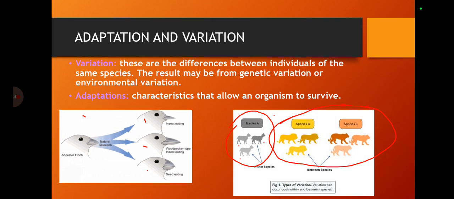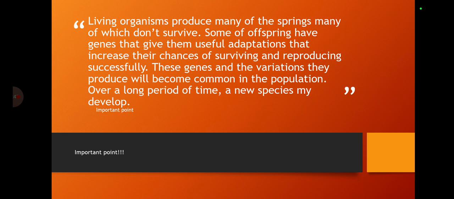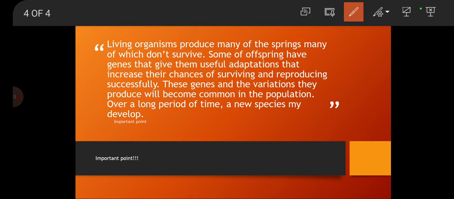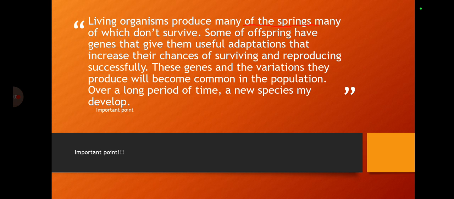Anyways, here is a very important point. Before I explain it, look at this word. This is actually offspring. This is not off the springs, it's offspring. Living organisms produce many offspring, many of which don't survive.